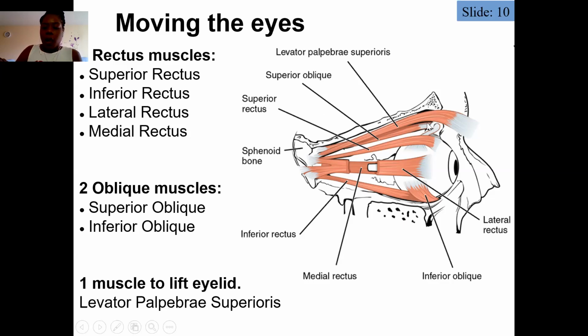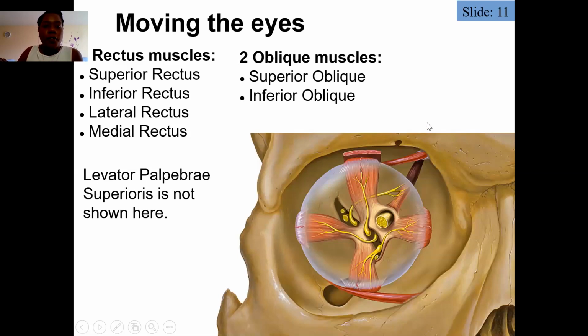Okay. So here's another view of those four muscles. This is a frontal view or coronal view. We can see the superior rectus here. We can see the superior oblique here. Again, you can see this is at an angle so that when it contracts, it turns the eyeball down. We can see lateral rectus, medial rectus, inferior rectus, and then inferior oblique.